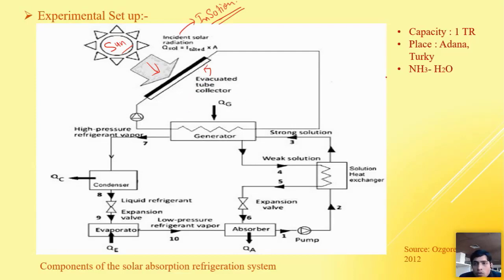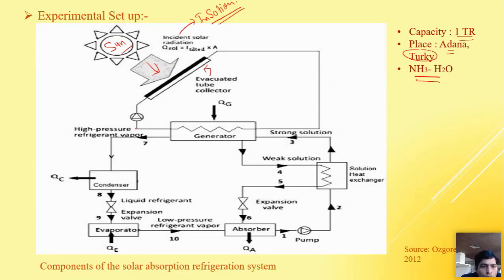So here the ammonia water system is there, and this place is Turkey, where Adana is the place, and the capacity is 1 TR. So this is a 1 TR power plant, where we are talking about the. This is actually not a power plant, but a system.